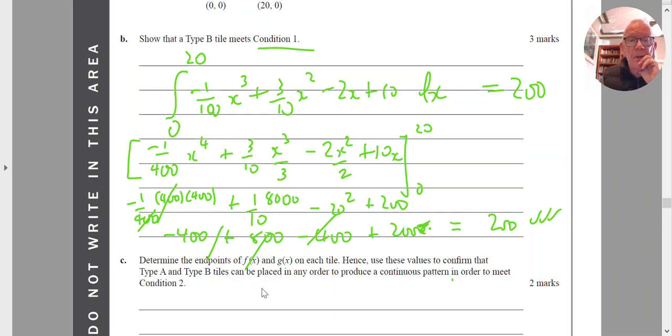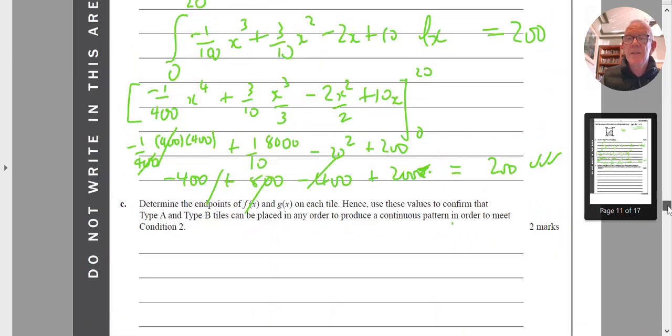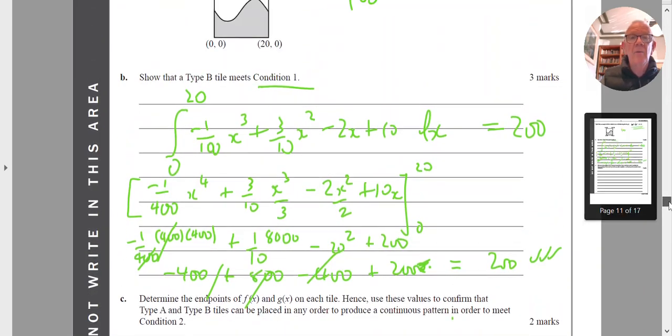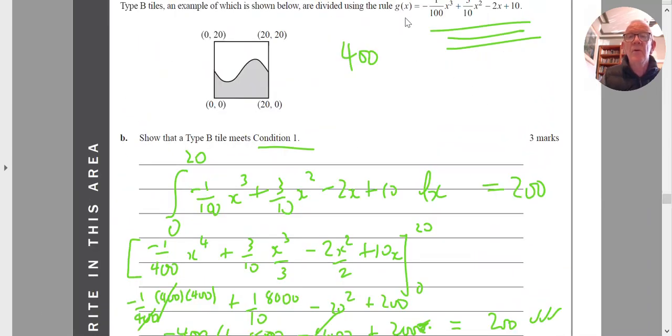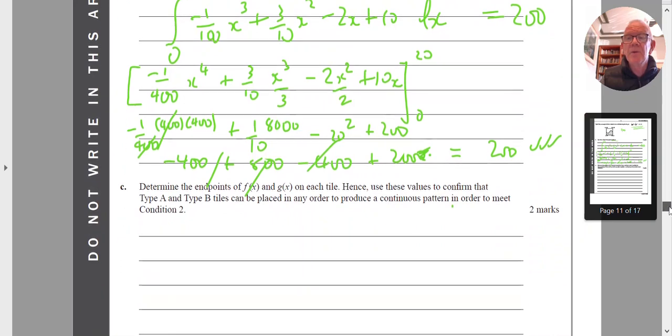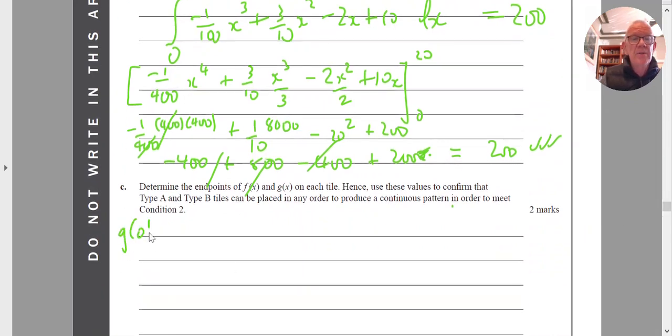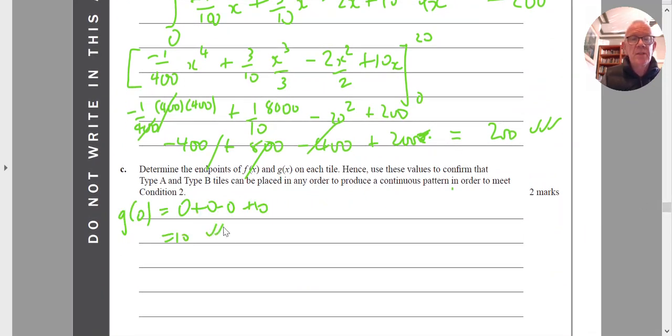Okay, determine the endpoints on each tile. Hence, use these values to confirm that type A and B can be placed in order to produce a continuous pattern in order to meet condition 2. So the height has to be 10. So if I want to do that, then I need to make sure that G of 0 and G of 20 equal 10. G of 0 will equal 10. And I need to prove that G of 20 also equals 10.